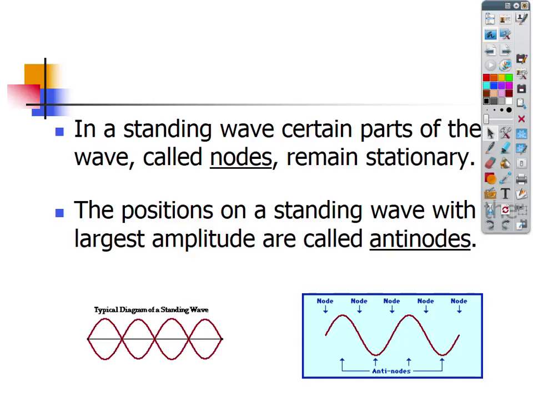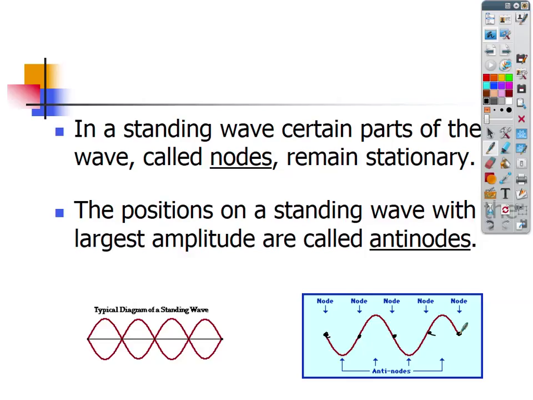This would be mainly one of the questions I would ask: how many nodes do you see? How many antinodes do you see? So nodes are the areas where it remains stationary. You can see I stopped it. You have a node, a node, a node, a node, a node. That's where it's staying completely still.